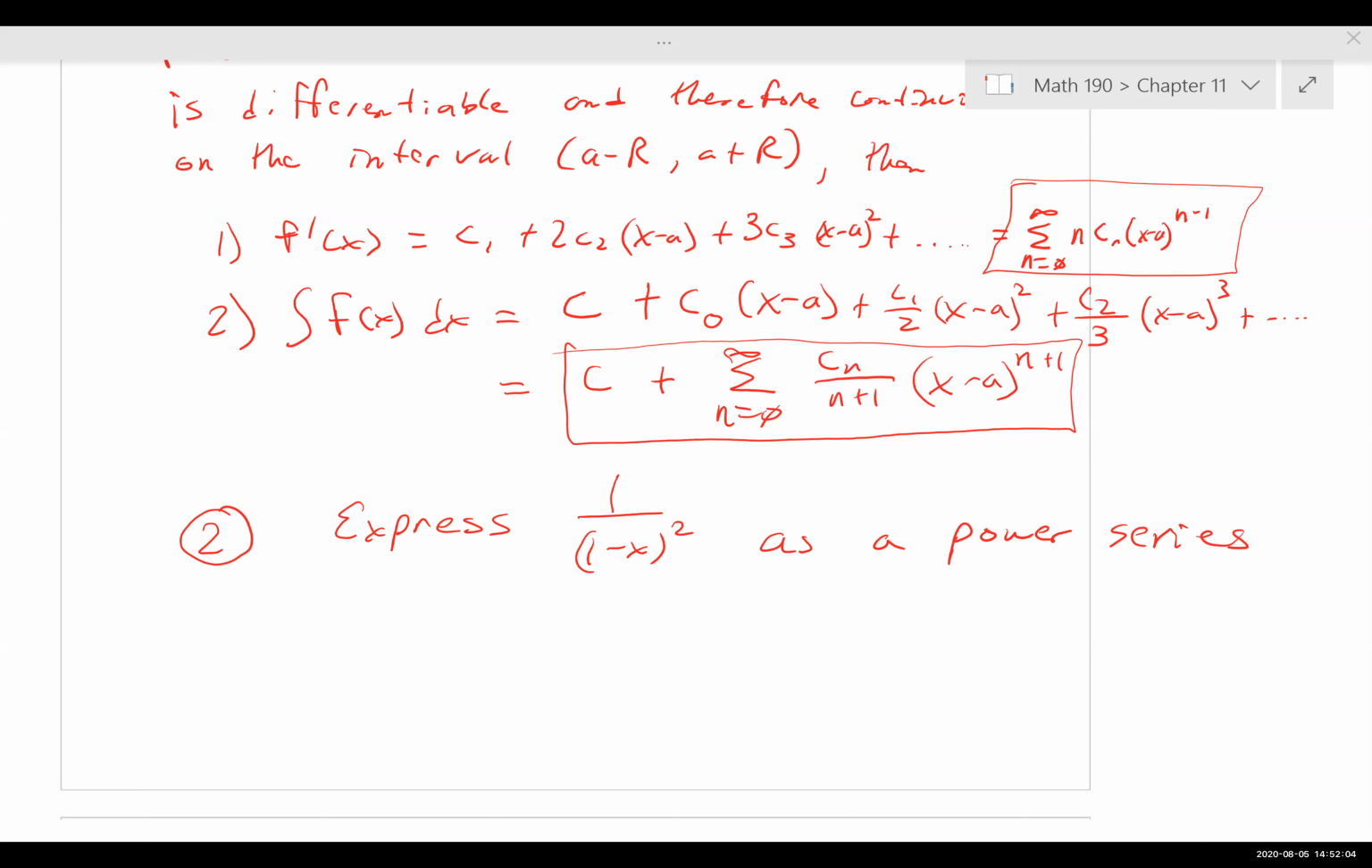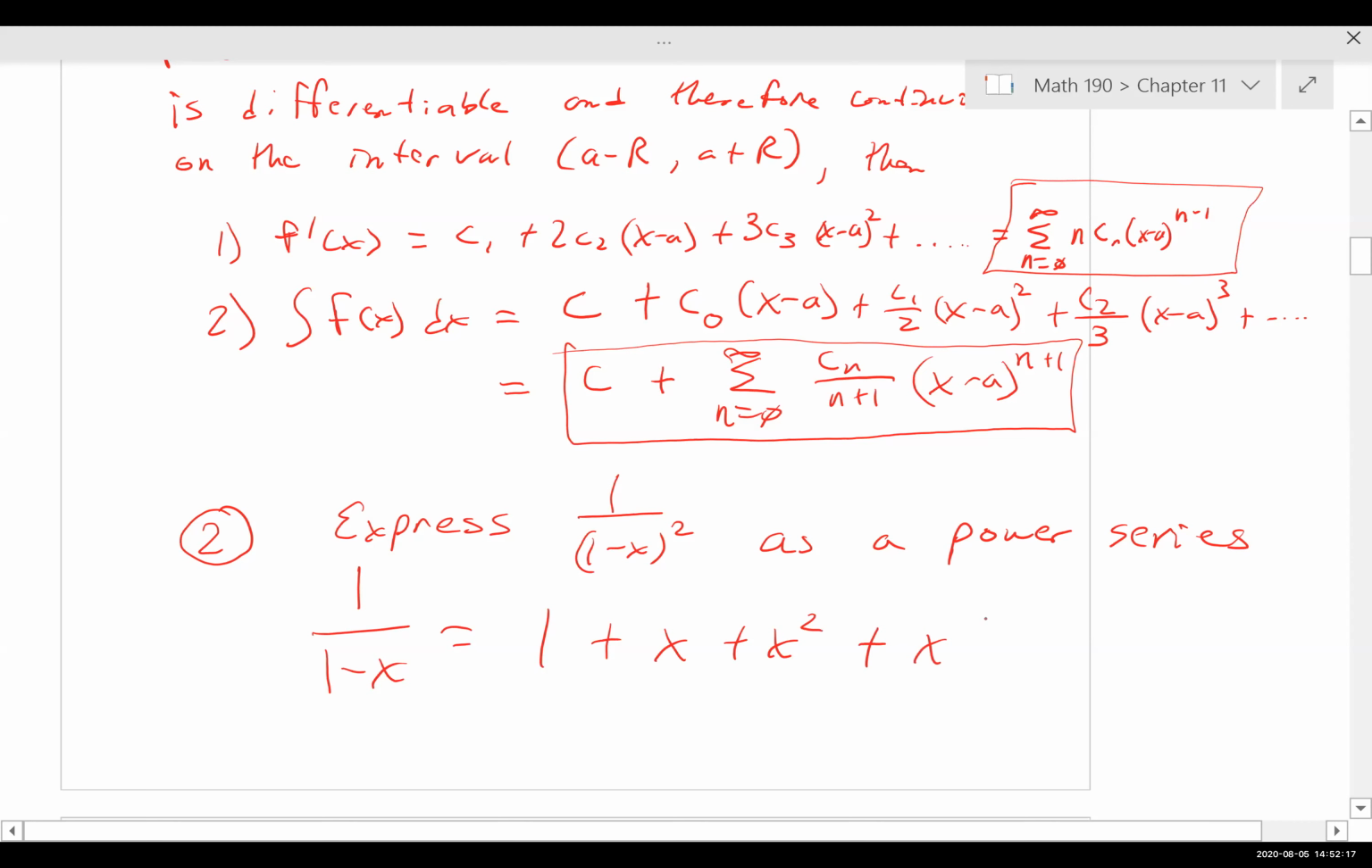Okay, let's express this. Well, what did we know? We knew that 1 over 1 minus x is equal to 1 plus x plus x squared plus x cubed plus x to the 4th plus ..., right?